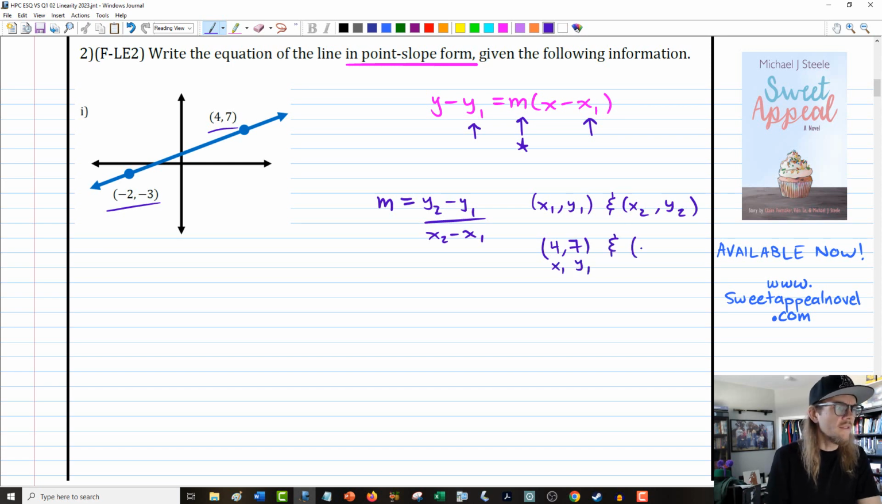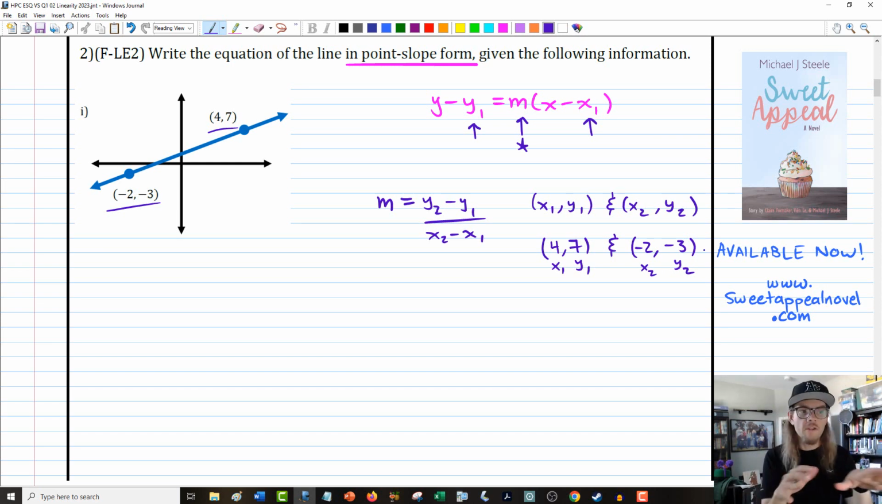And then I'm going to go ahead and say that the second point, negative 2, negative 3, is going to be x sub 2, y sub 2. Now, if you're worried because in your mind you're like, hey, what if I chose those in the opposite order? It's not going to matter.